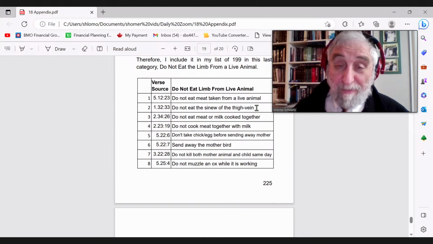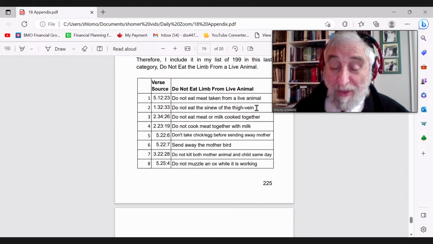It doesn't say not kosher. The other sinews are okay, the rest of the meat is okay. It's only one particular part, so it's a very unusual mitzvah. It's sort of a commemoration, and I can understand remembering the story.